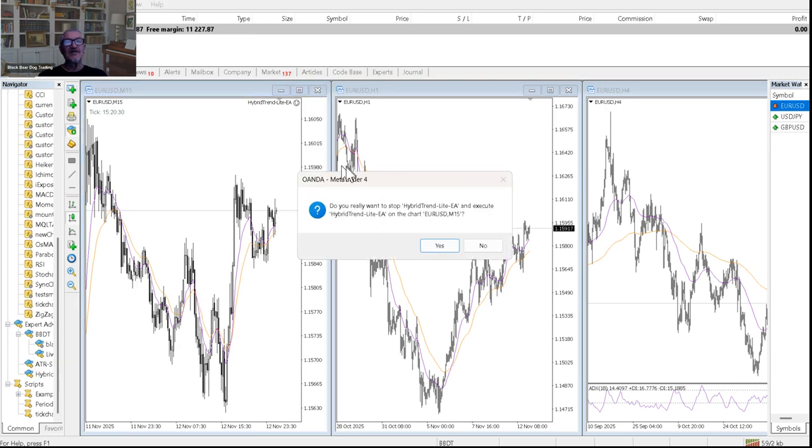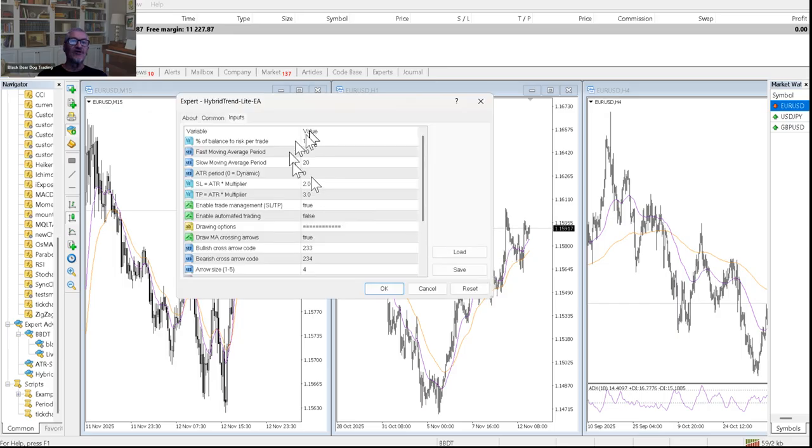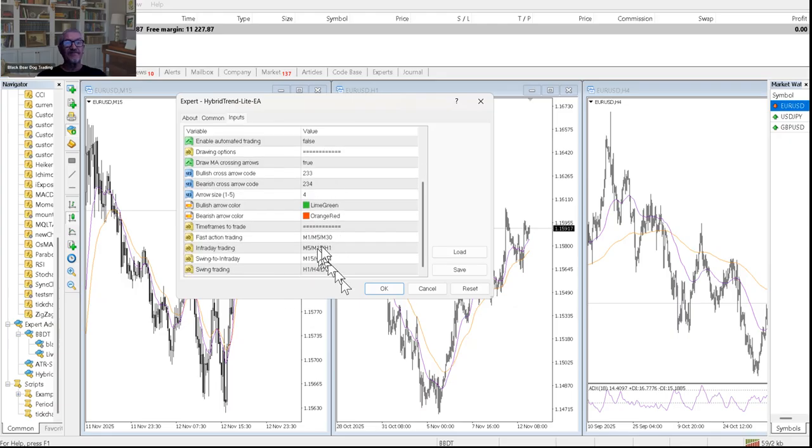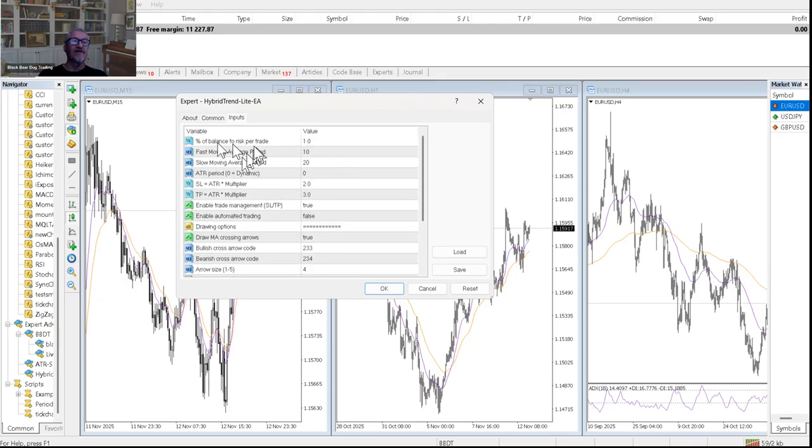Move it over. And in this case, I already have it, I'm just going to say yes. And here you see all the default settings. There is nothing you have to change except if you want to change your risk. In my case, I'm going to set this to 2.0. You risk whatever you like. Everything else is preset and you don't have to modify anything unless you want to.